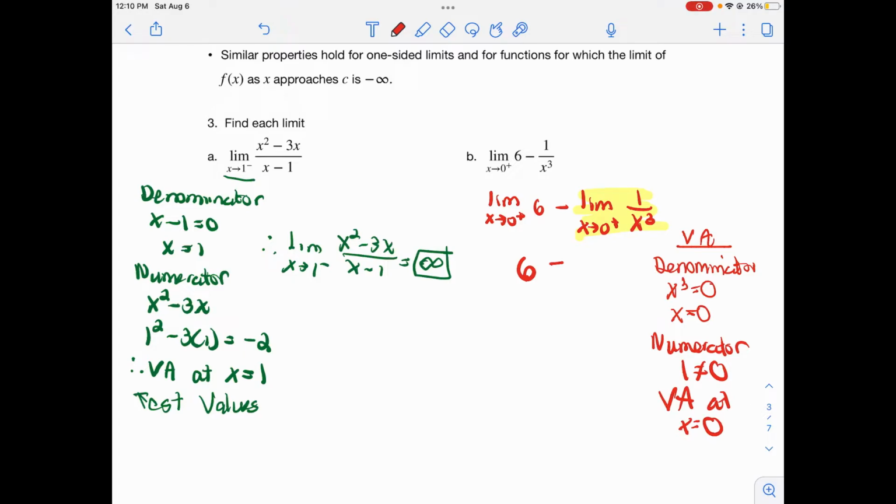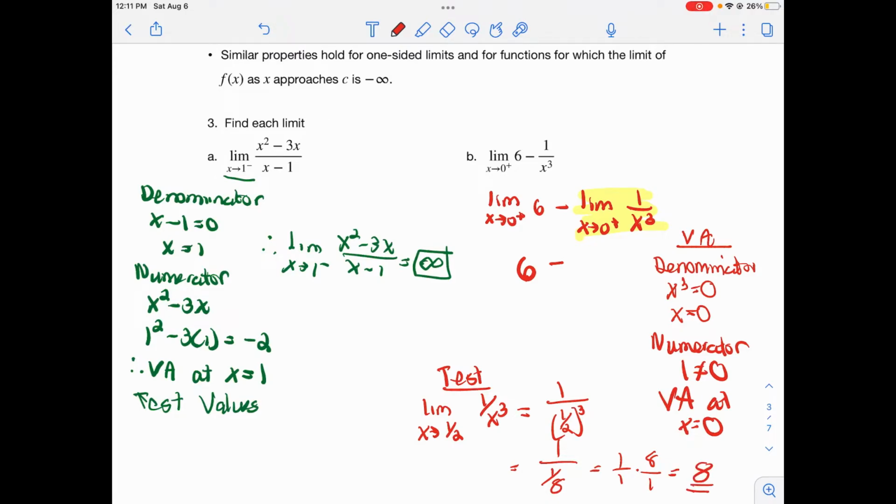So we're going to do a test point. I want a little bit greater than 0. So I'm going to test the limit as x goes to 1/2 of 1 over x cubed. Okay, trying direct substitution, that's 1/2 cubed, which is 1/8. 1 flip and multiply, I get 8. So I'm going in a positive direction, so that means this has to be infinity.